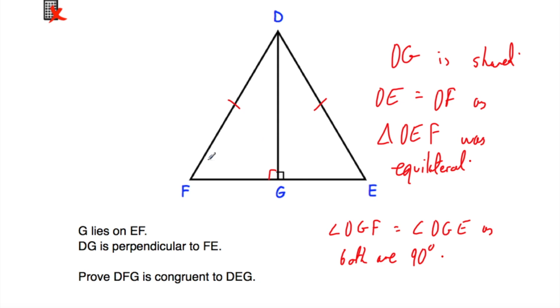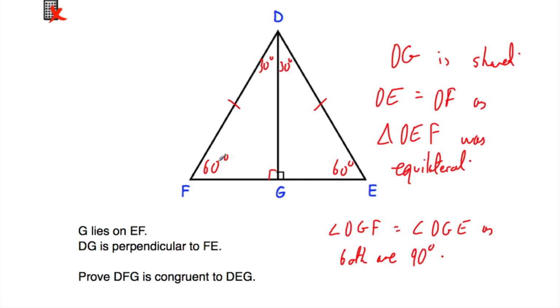Another approach is to say this would be a 60-degree angle, because remember it was an equilateral triangle, and so would this one. And then because these are right angles, this angle up here would be 30 degrees, and that angle would be 30 degrees. At this point, you could say due to side angle side that they're congruent. So that's another way you could finish off this question.